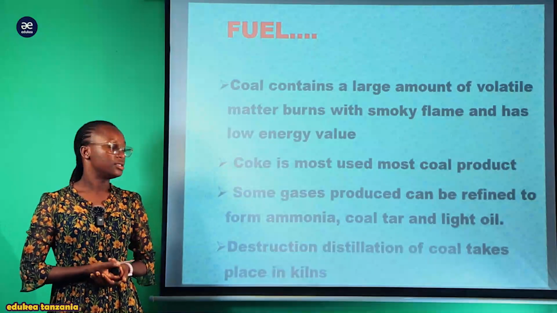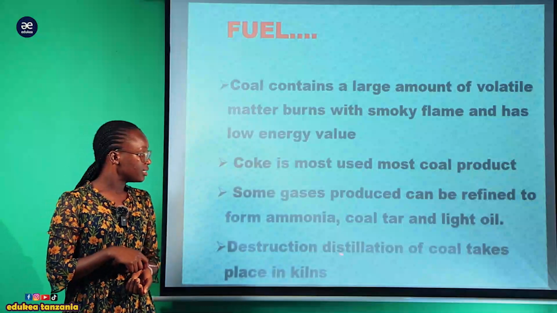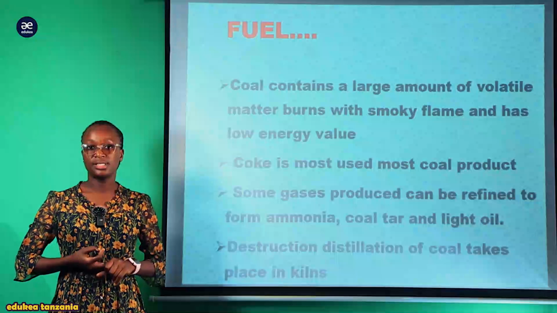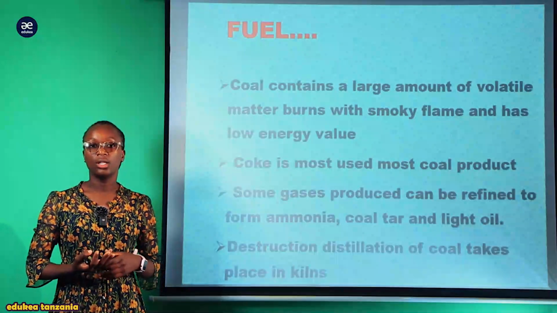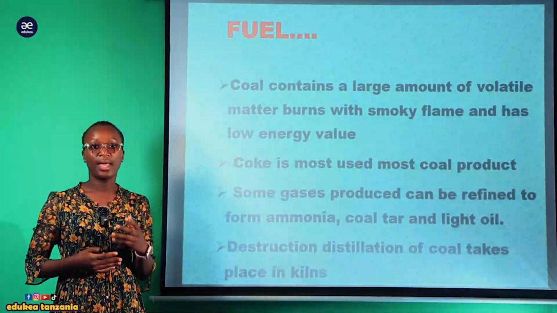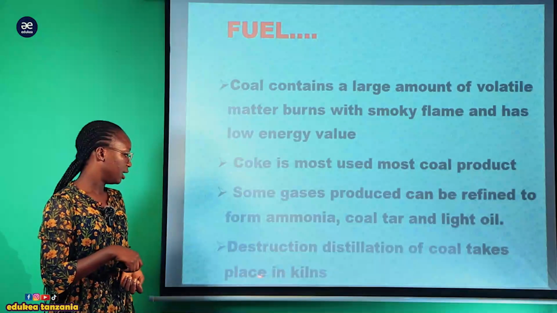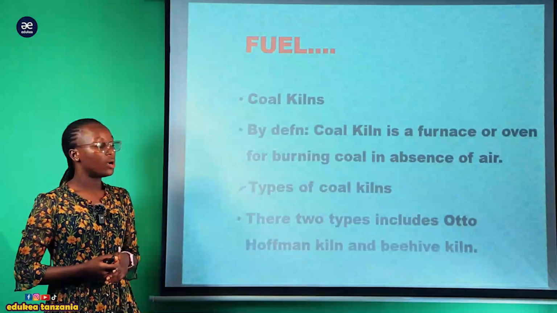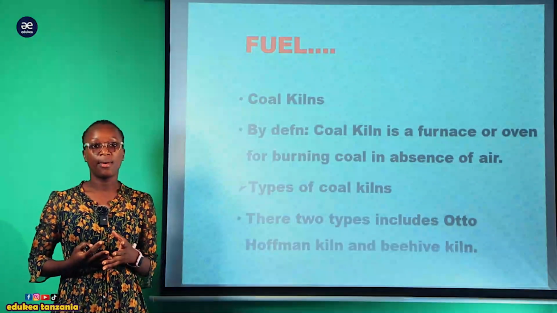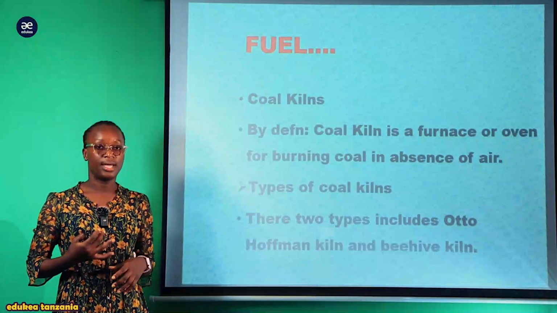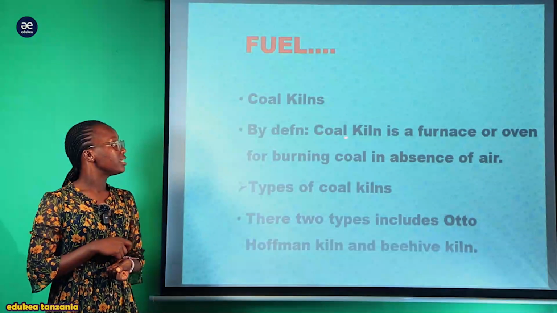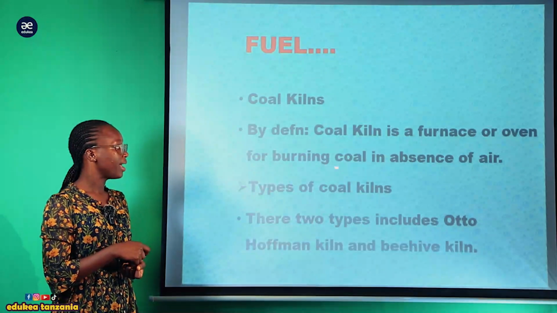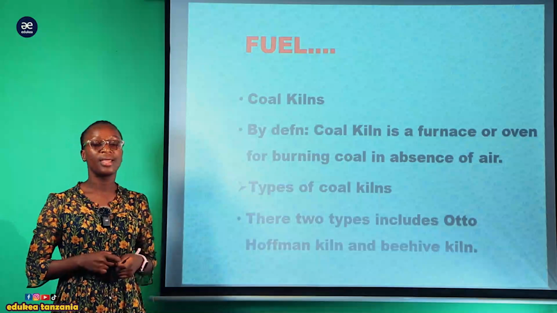The distillation of coal takes place in kilns. Kwamba hii process ya coal kudistillate coal ili kufanya mchakato mzima wa kupata coal, haya makaa mawe, inafanyika katika sehemu ambayo ni kilns. Now, what is coal kilns? Ambayo ni hizi sehemu ambazo hii distillation of coal inapofanyikia. By definition, a coal kiln is the furnace or oven for burning coal in absence of air. Kwamba hili ni kama tanuru, you see, or oven.